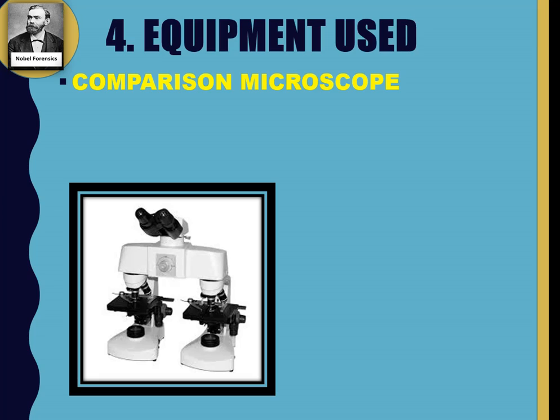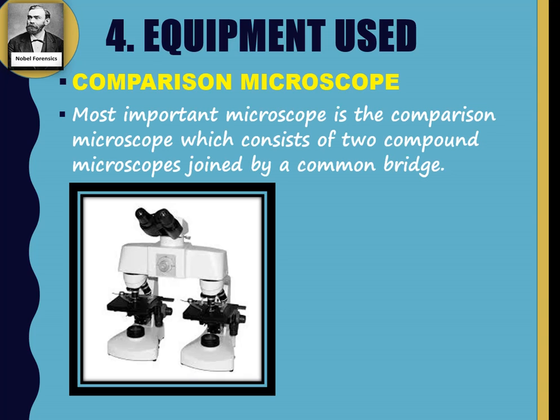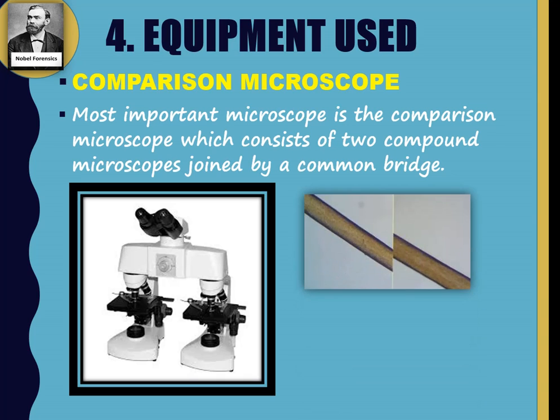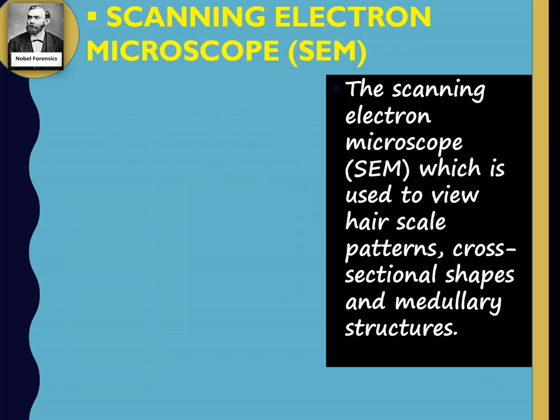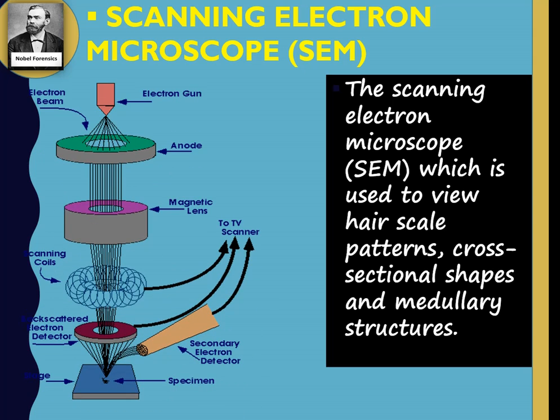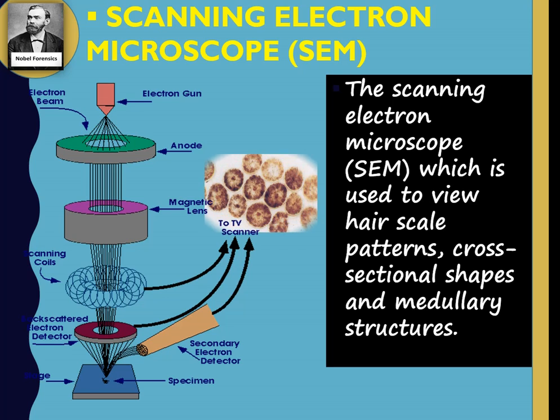Then equipment used. There are different equipments used for hair analysis and the most important one is the comparison microscope. You all know that comparison microscope is used for comparing the two evidences side by side, here for hair comparison. And comparison microscope means two compound microscopes joined by a common bridge. And then scanning electron microscope. The scanning electron microscope, SEM, is used to view hair scale patterns, cross-sectional shapes and medullary structures. And this is the scanning electron microscope and this is the cross-sectional shape of hair.